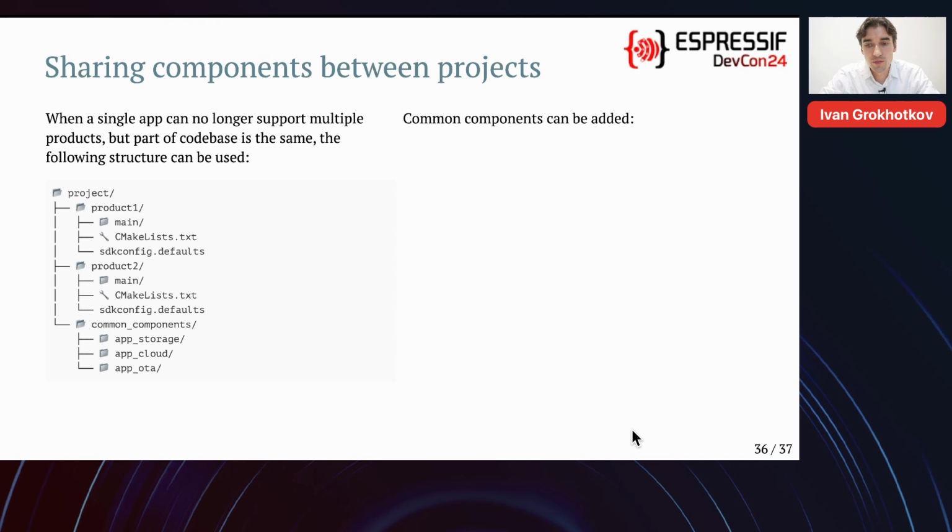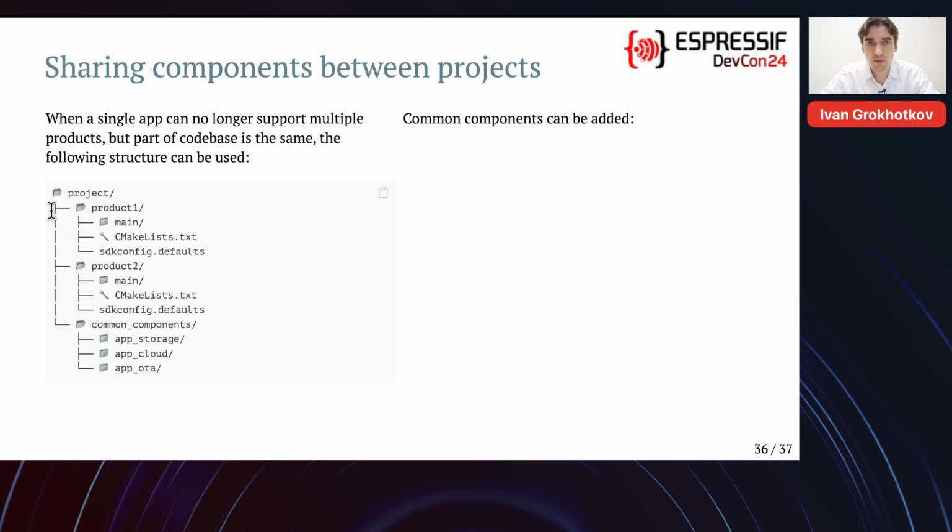And the final thing that I want to touch on is how to share components between different projects. We talked before that at some point you will find that certain parts of your applications can be reused in other applications or for other products. And if you can no longer support multiple products just with different configurations of the same app, you may want to have multiple products inside your project.